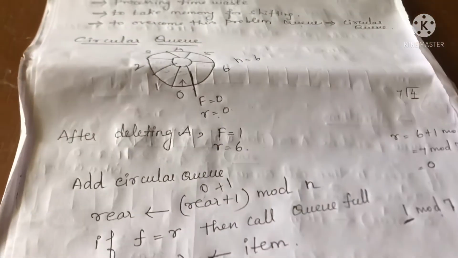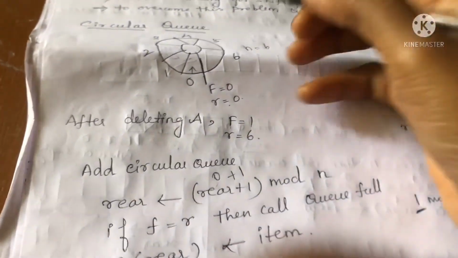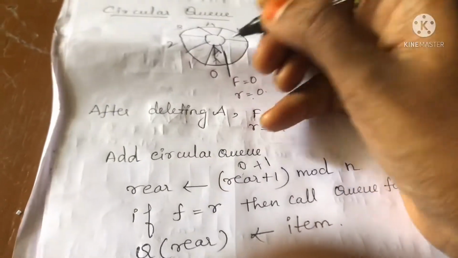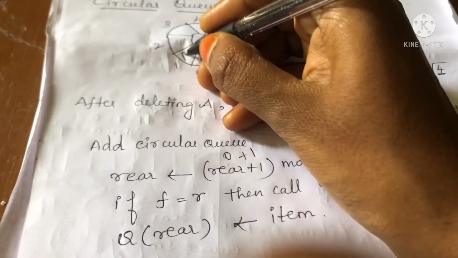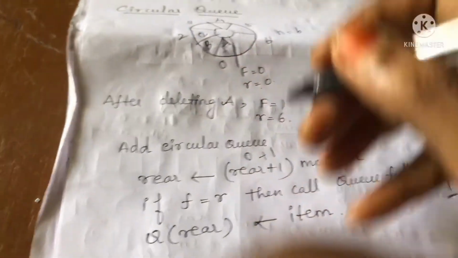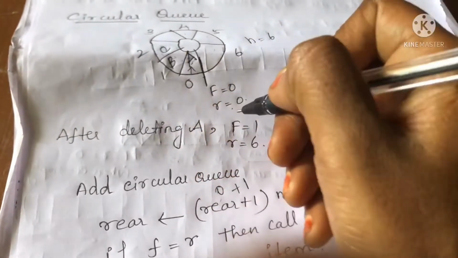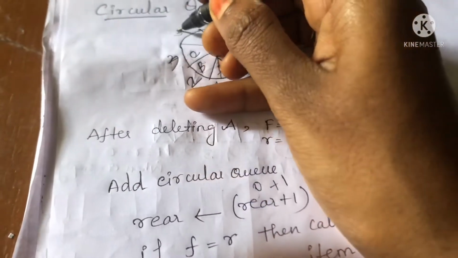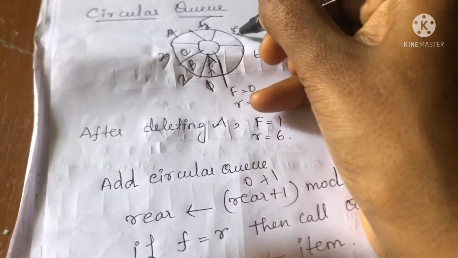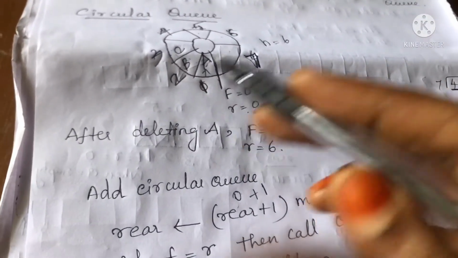So in this position I am going to add the element A. Likewise I am going to add another element, B. Likewise I am adding C. For example, to add the next element, rear pointing value is first 0, then position 1, then next position 2, then 3, 4, 5, 6, then 7. Likewise I am adding elements one by one.